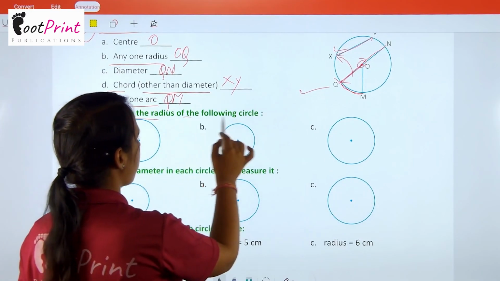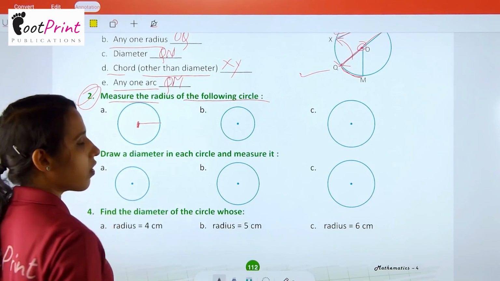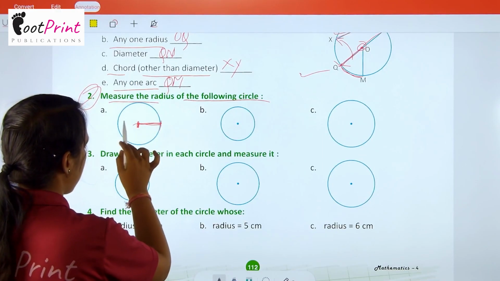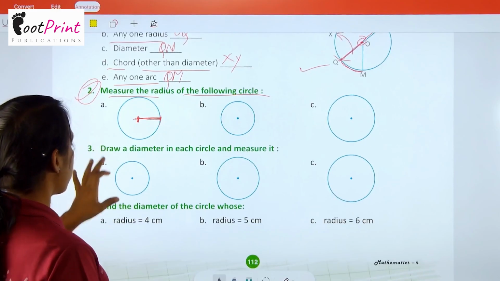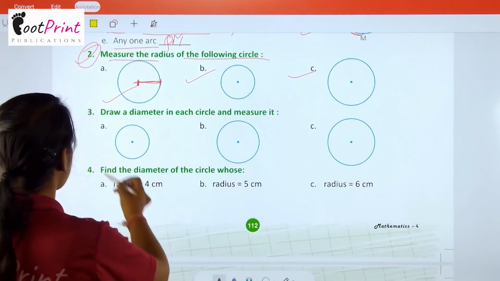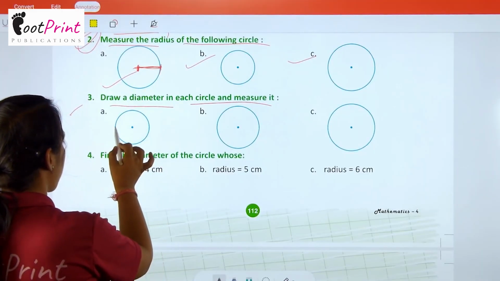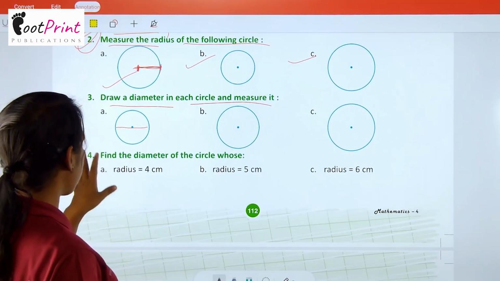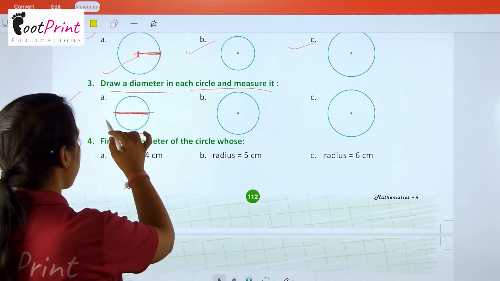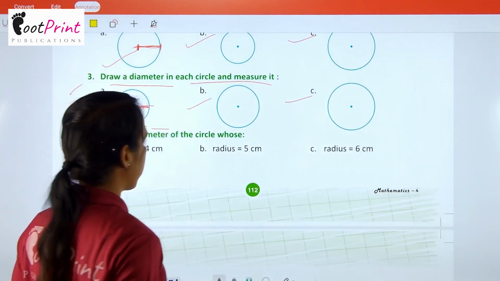Measure the radius of the following circles. For this question, you will take your ruler or you can say scale. Put the center on the zero of this scale and measure the length of this line segment. You will get the measure of this radius. Okay, so just like that, you will solve the other parts also. Next one is draw a diameter in each circle and measure it. So here we have to draw a diameter, and we know that a diameter passes through the center. So we draw a diameter, then we will measure that and write the length of the diameter in your notebook. Okay, just like that you will solve the others.